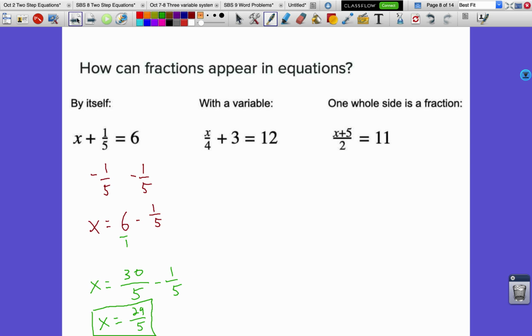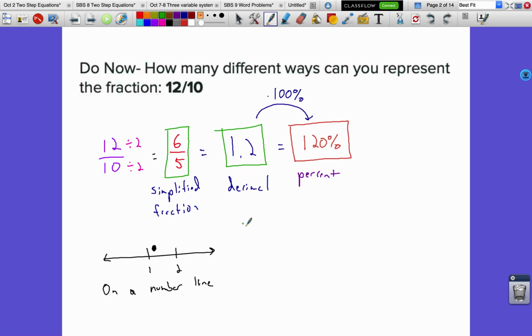Oh, that makes me think, I'm going to go way back to that first slide. We never turned this into a mixed number. So this is a simplified fraction. It's also an improper fraction. You can turn it into the mixed number 1 and 1/5 here.